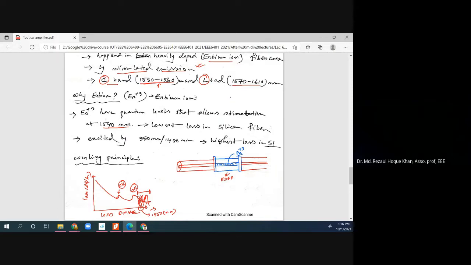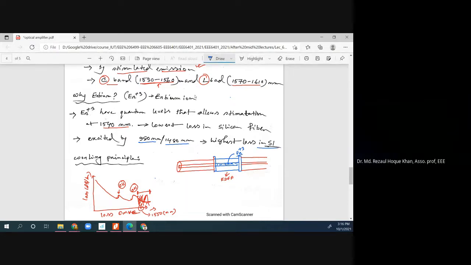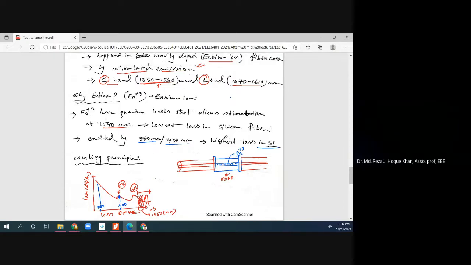Now it is excited by 980 nanometer or 1480 nanometer, which have the highest loss in silicon fiber. Where is 980? It is here, and 1480 is here. You see, the loss here is very high, and here it is also very high. That will work as a pump. There is a benefit: if the loss is high there, when the signal is mixed, the fiber will automatically attenuate them. We will see in the mechanism.